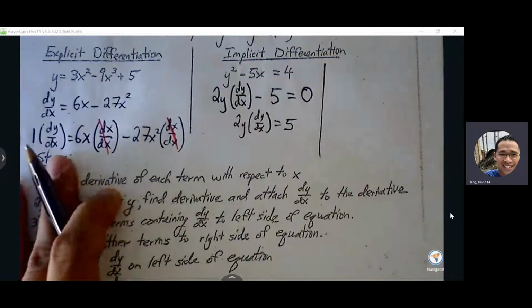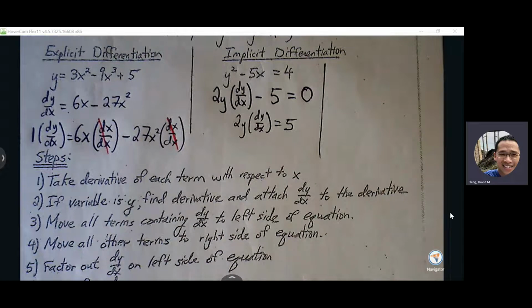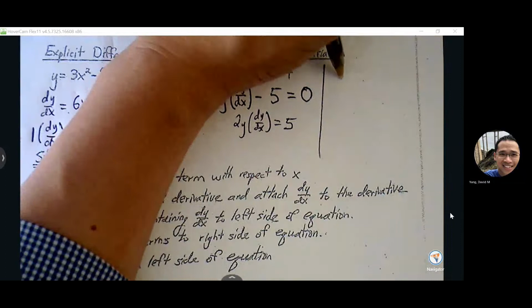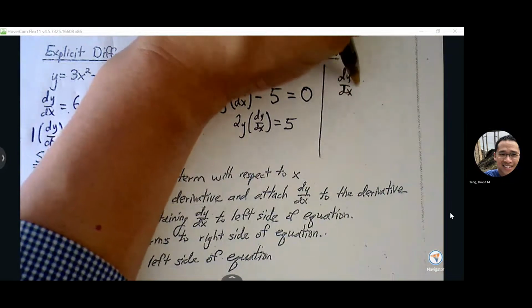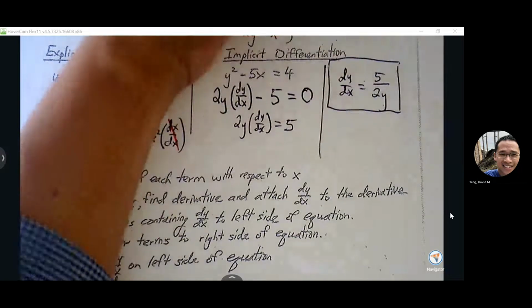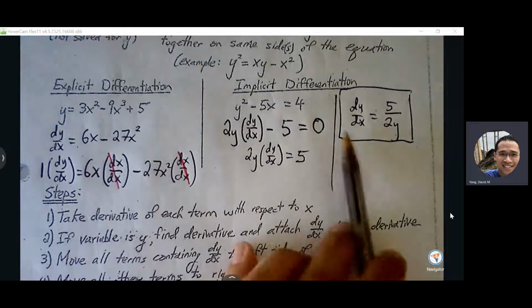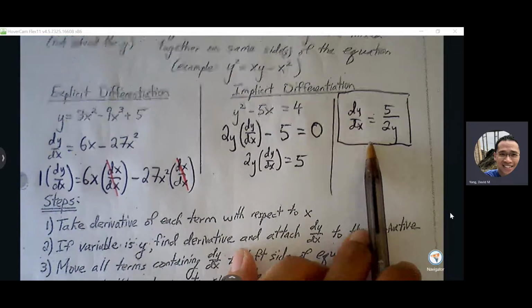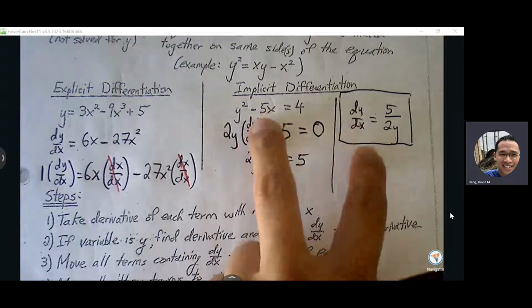Almost there. This is one of the easier problems to begin with. What's the one more step to get that dy dx by itself? Yeah, divide by 2y. So this is the slope formula for whatever this equation looks like.